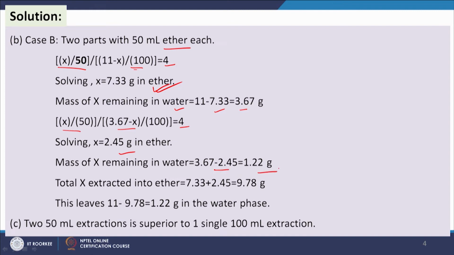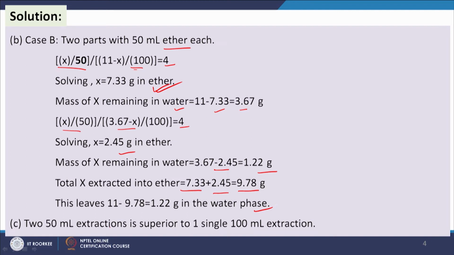So, total X extracted in this case, in 2 separation steps using 50 ml ether in each step, is 7.33 in the first step plus 2.45 in the second step. So, it is 9.78 gram. So, a total of 9.78 gram is separated into the organic phase. So, it leaves 1.22 gram in the water phase. So, that second part is also done. Now, third part.